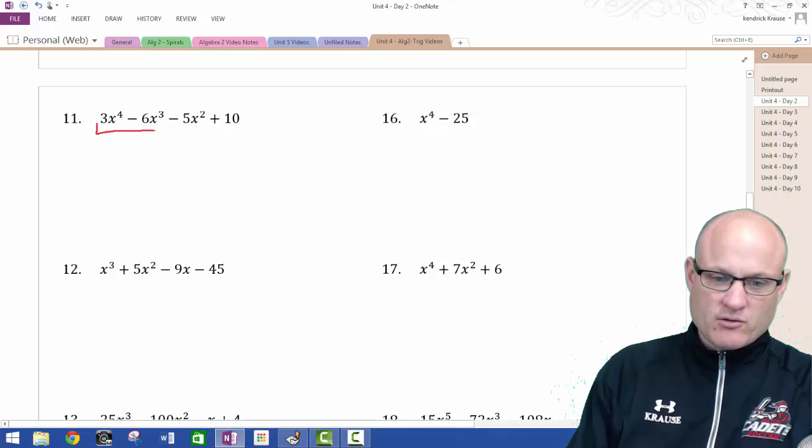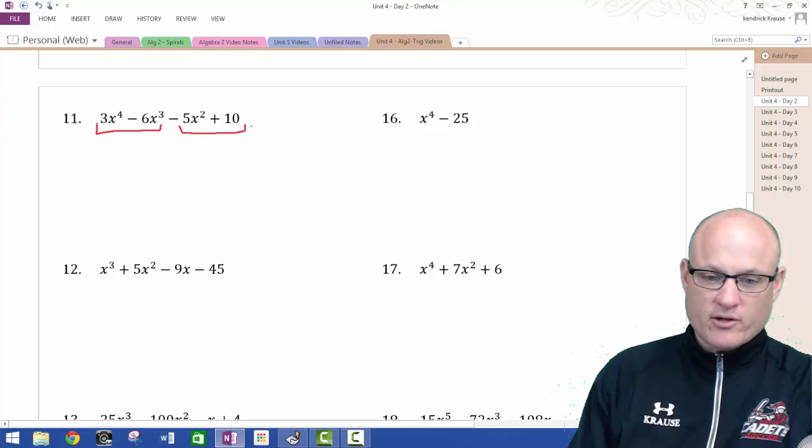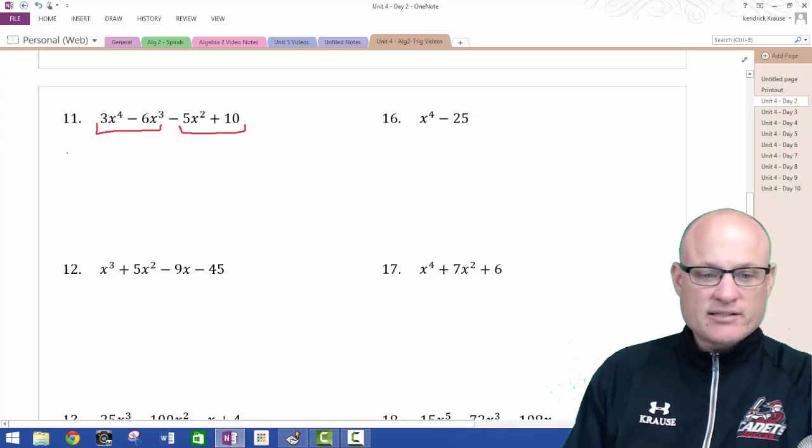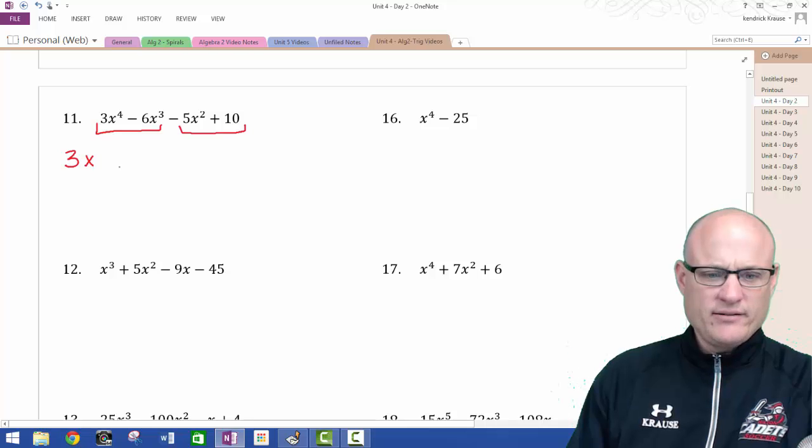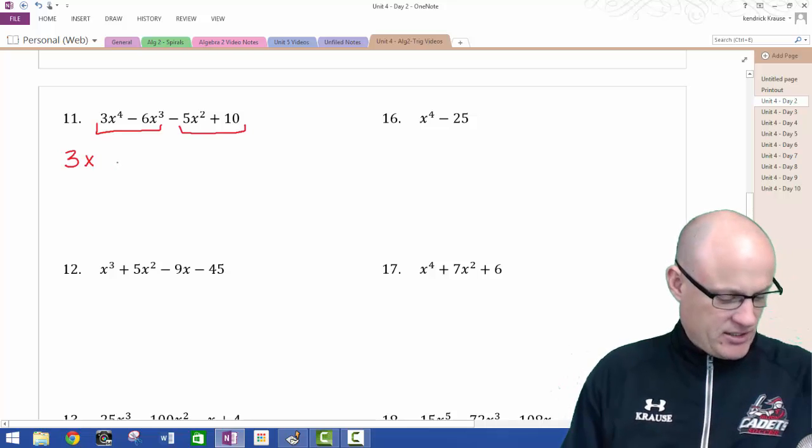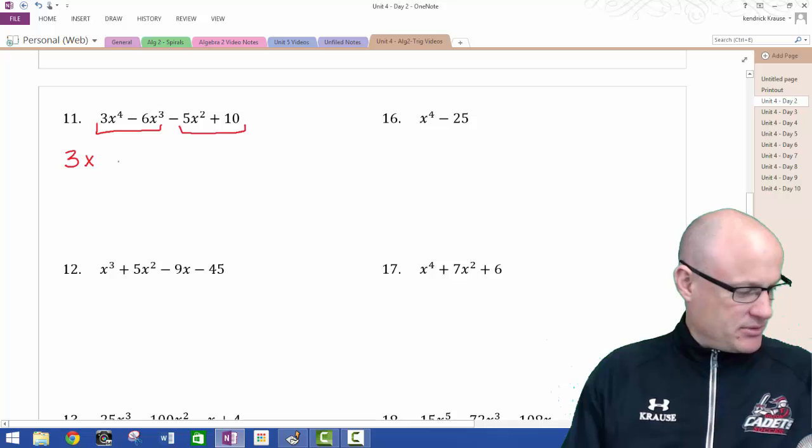Moving on. We're going to group these two together. We're going to group these two together. Hopefully I did okay with this. Let's take out a 3x. Ooh, is that right? That makes me think I did this problem wrong. I can't possibly have done this problem wrong.